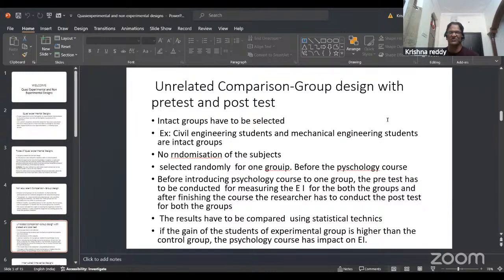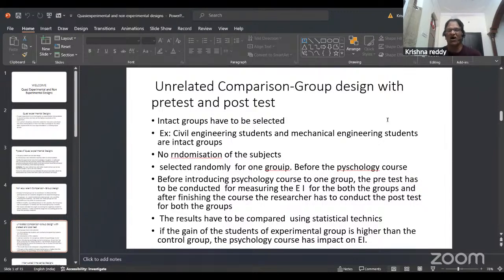So when the psychology course is introduced to one group, if there is any impact, in other words, we can call it the gain. If the psychology course impacts the emotional intelligence of the students, then we can call it the gain. Students' gain means achievement: after conducting the test, you get the scores. Those scores we can call gains.